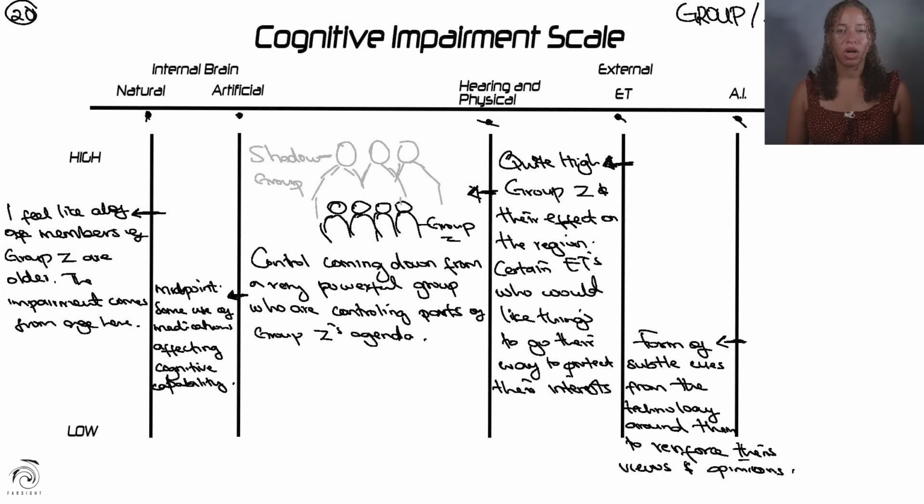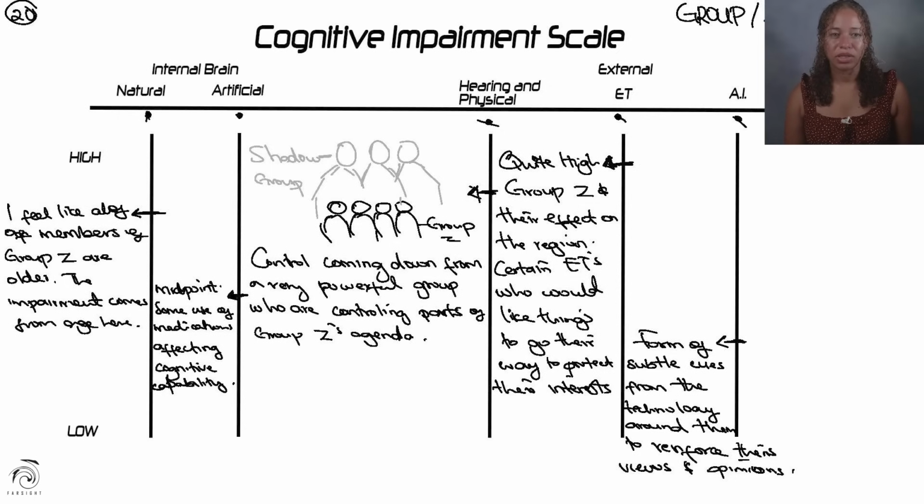Now, I'm going to do a cognitive impairment scale of Group Z. So starting with the internal brain, natural side of that, it's not at the top of the scale, but it's almost there. It feels like there's a lot of members of Group Z that are older, and I'm getting a sort of impairment that's coming from age.